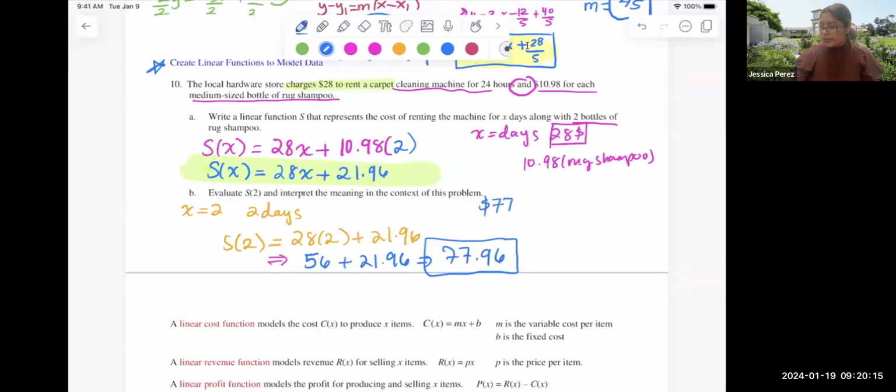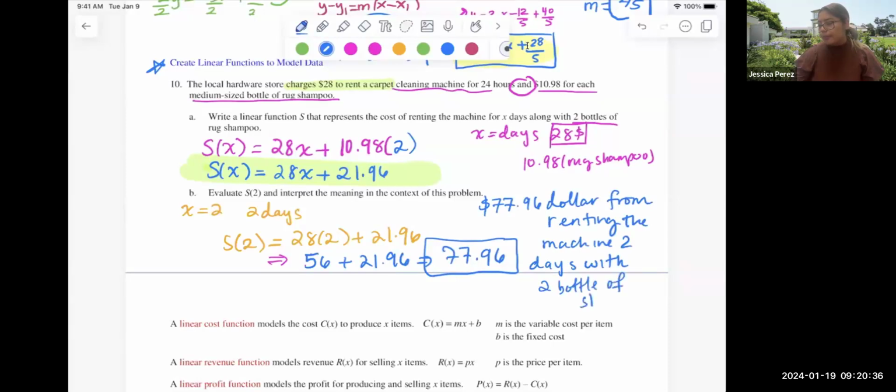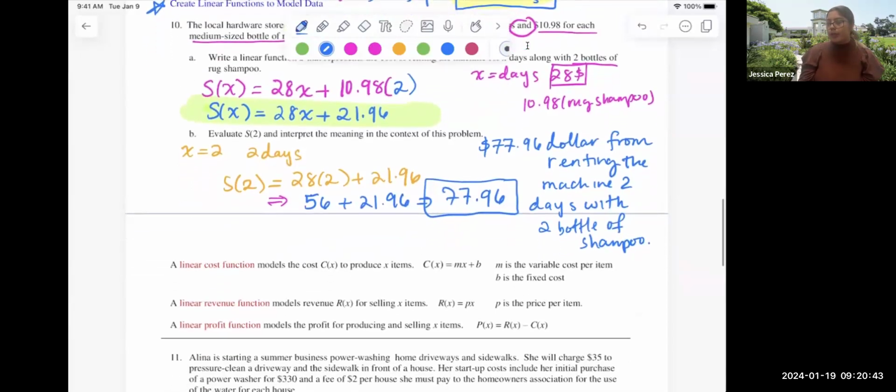This represents $77.96 from renting the machine 2 days with 2 bottles of shampoo. That's what this represents. That's the context of the problem.